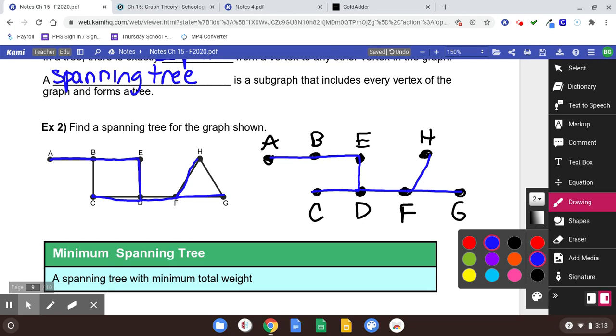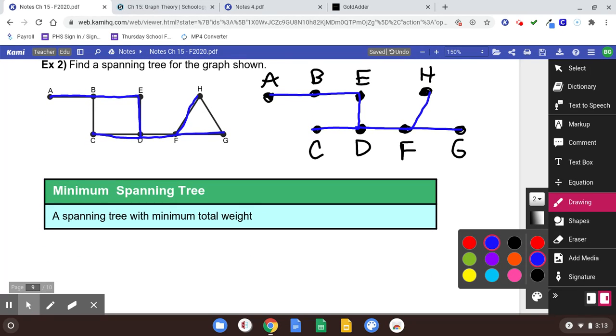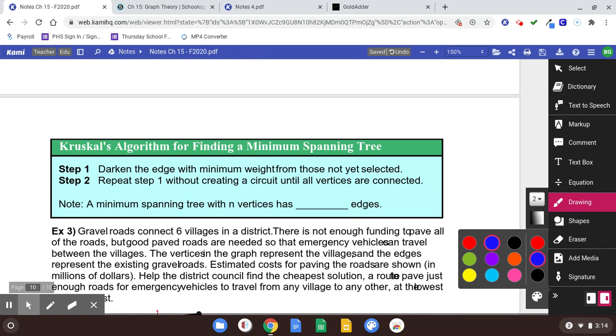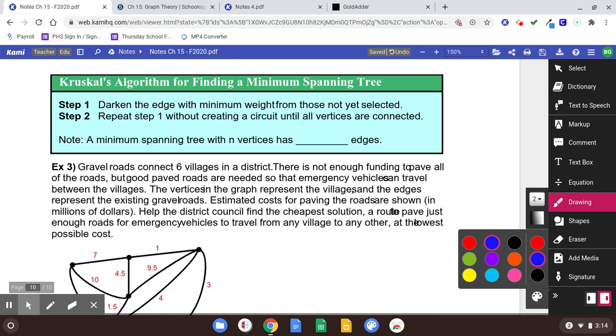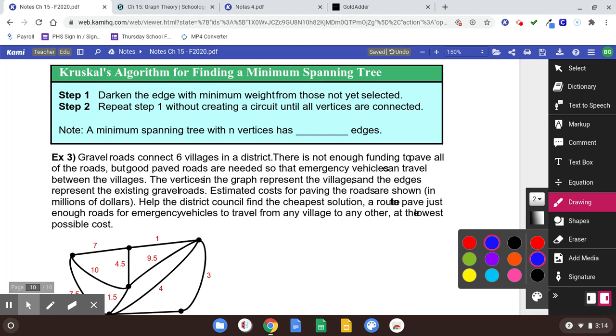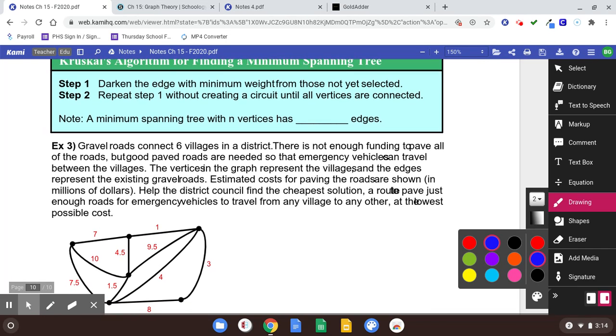Minimum spanning tree. Well, not a minimum because we don't know the numbers yet, but that's a spanning tree. A minimum spanning tree is a spanning tree with minimum total weight. And so we're going to use that to solve some problems. Kruskal's algorithm for finding a minimum spanning tree says, step one, darken the edge with the minimum weight from those not yet selected. Two, repeat step one without creating a circuit until all vertices are connected. So keep repeating step one. Note, a minimum spanning tree with n vertices has n minus one edges.